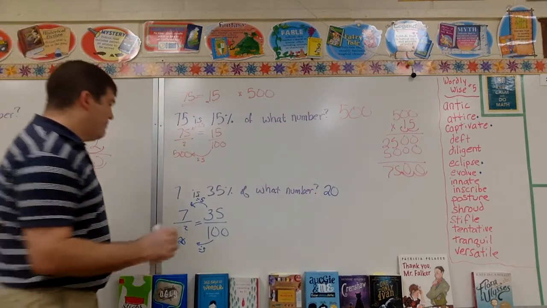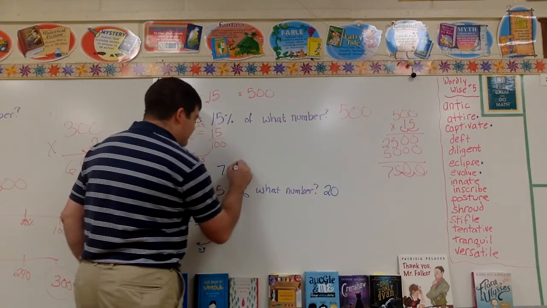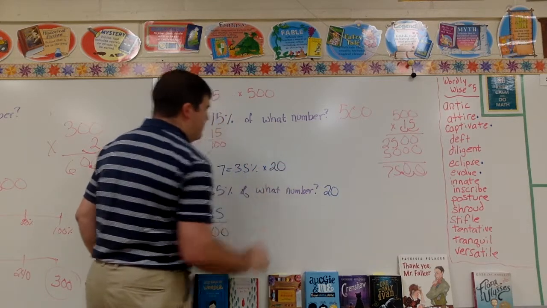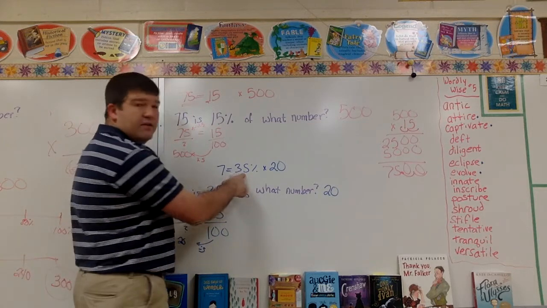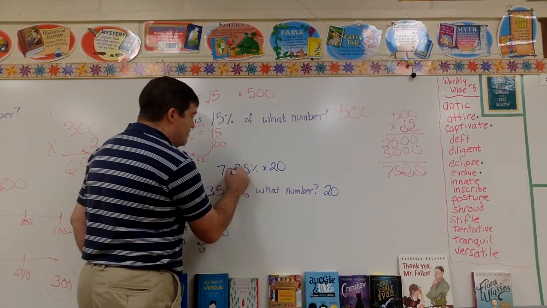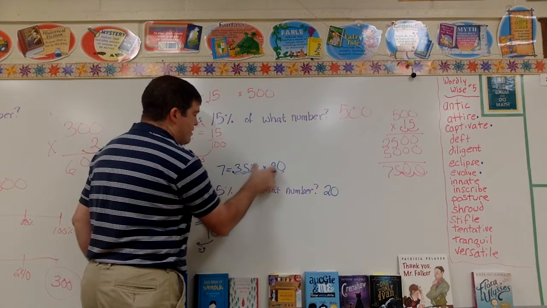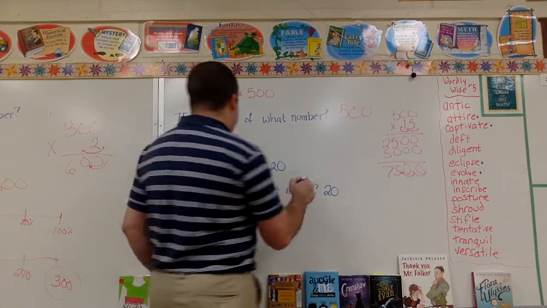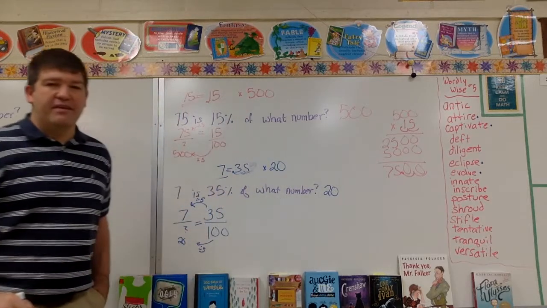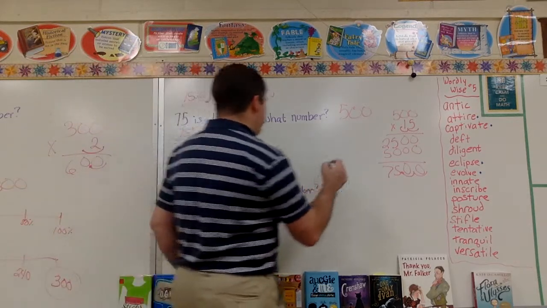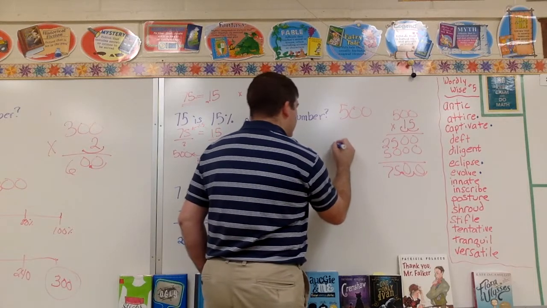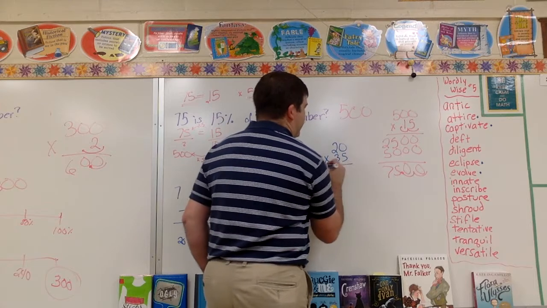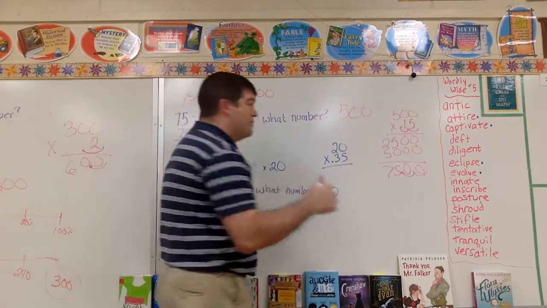Let me do my check. 7 equals 35% times 20. Okay, now I'm going to make this into a decimal. 1, 2. So I have 0.35 times 20. Let's do that. I should get 7. Anything other than 7, I did something wrong. So I'm going to do 20 times 0.35. Don't worry about my decimal, just do the multiplication.